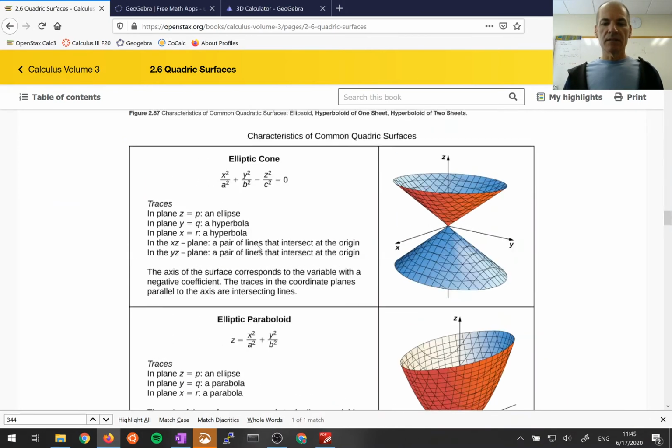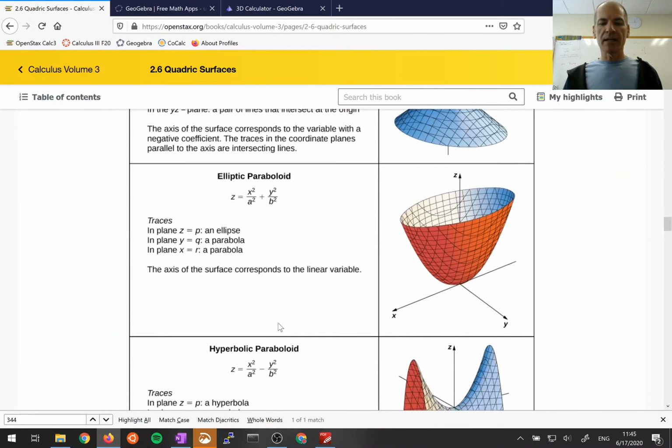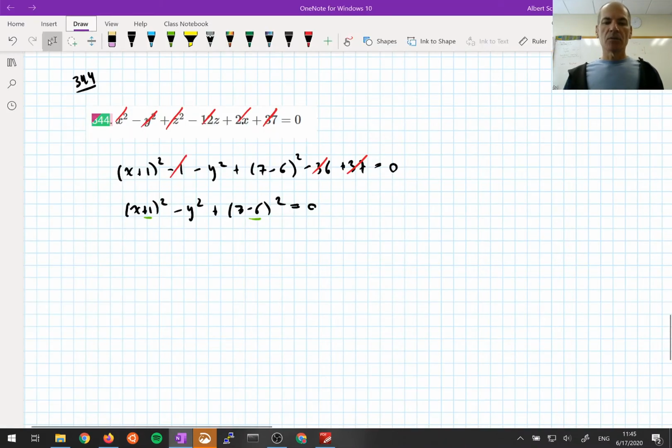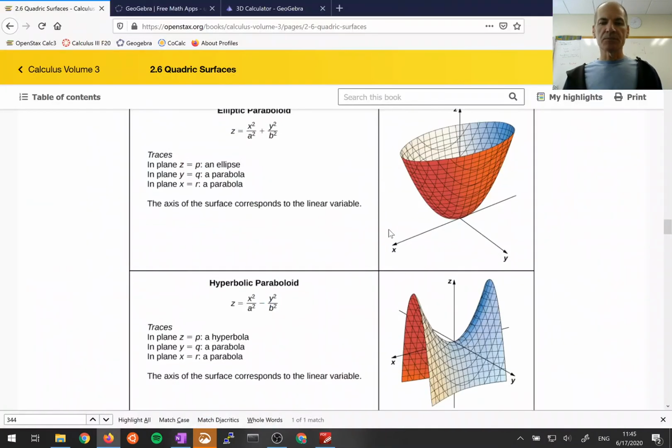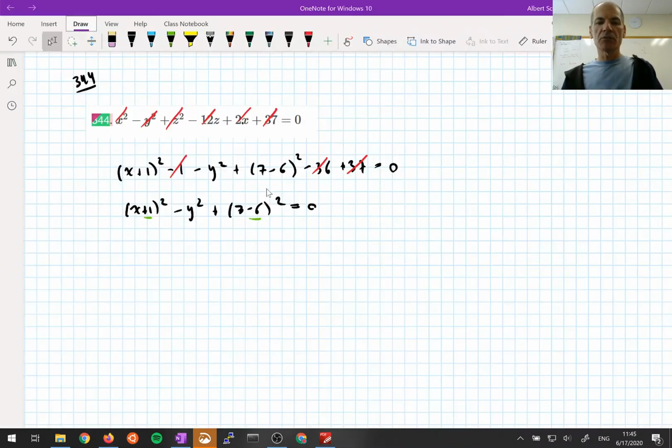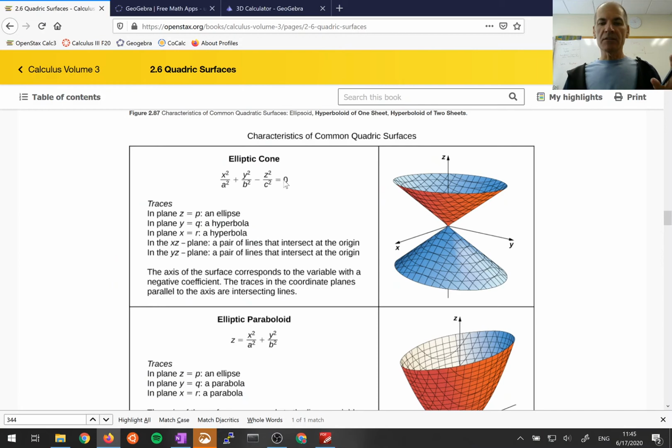And in the elliptic paraboloid and the hyperbolic paraboloid, there are only two square terms and then a linear term in z. So it can't be either one of these. So we're left with the elliptic cone with three squared terms. Now let's focus on the signs of those terms. We have two positive quadratic terms and one negative quadratic term. That's consistent with what we see here, two positive quadratic terms and one negative quadratic term.